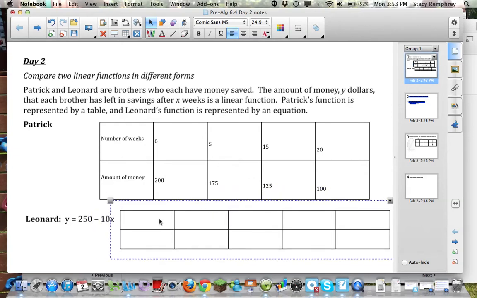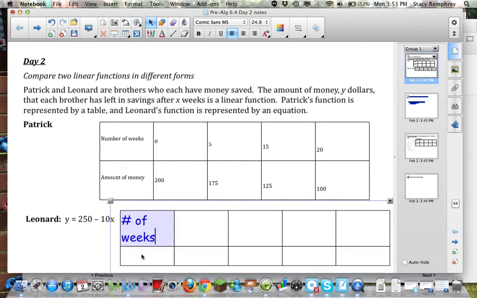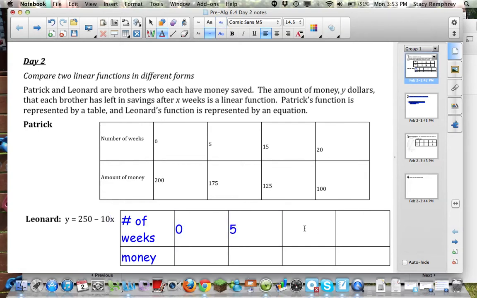So if I do that for Leonard, maybe that'll work for some of you. Goodness, we gotta shrink some. There we go. And this would be money. So look, these are the same as they were before. And then if you're going to compare it by a table, make sure to pick the same ones that were here, because a lot of you did that when we looked at tables before. Okay, so I'm going to pick 0, 5, 15, and 20 because that's what this table had.